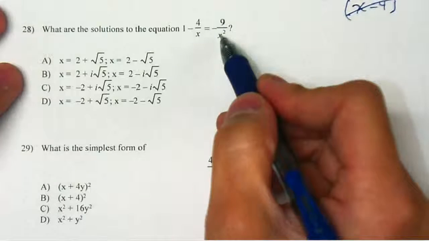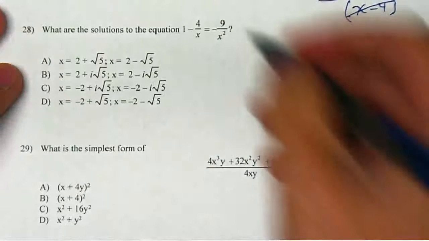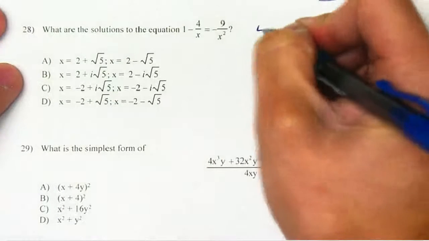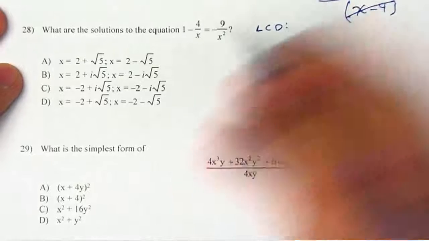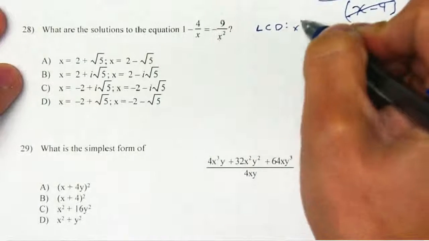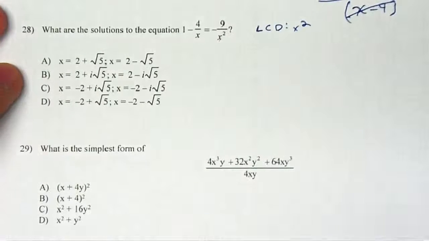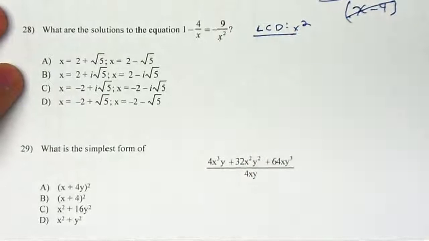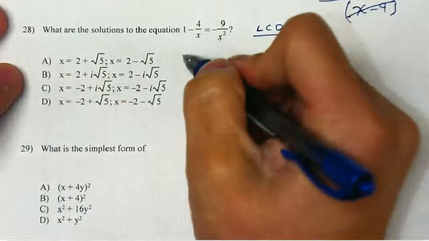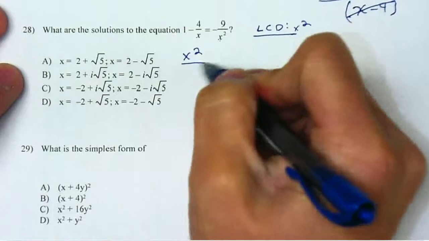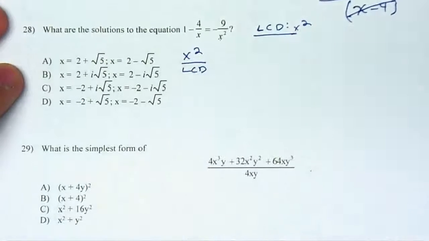Number 28, we have these rational equations. So we have to do this using our LCD. And it should be obvious that the LCD is x squared. So rewriting this with the LCD, I see that the 1 is missing the x squared. So I have to multiply the top by x squared and get 1 times x squared is x squared. The bottom gives me x squared, which is the LCD.